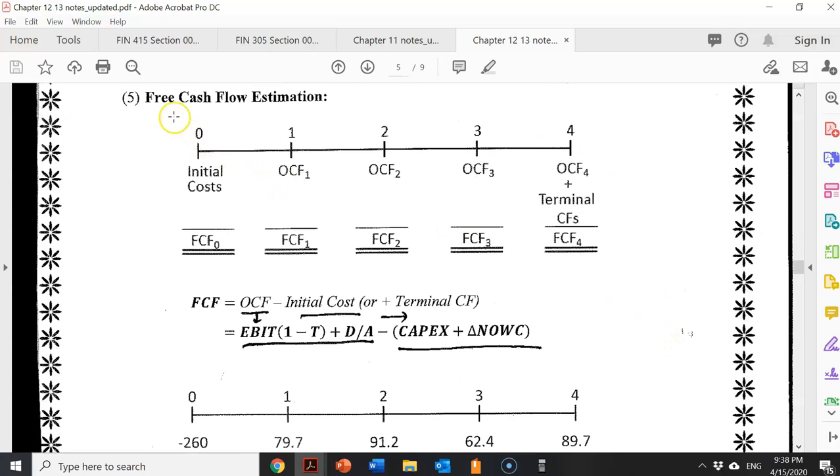So our whole timeline of the free cash flow estimation here again is that for time 0, free cash flow 0 equals initial cost. From time 1 to time 3, free cash flow 1 to 3 equals operating cash flow 1 to 3. At time 4, the free cash flow 4 would equal operating cash flow 4 plus terminal cash flow.